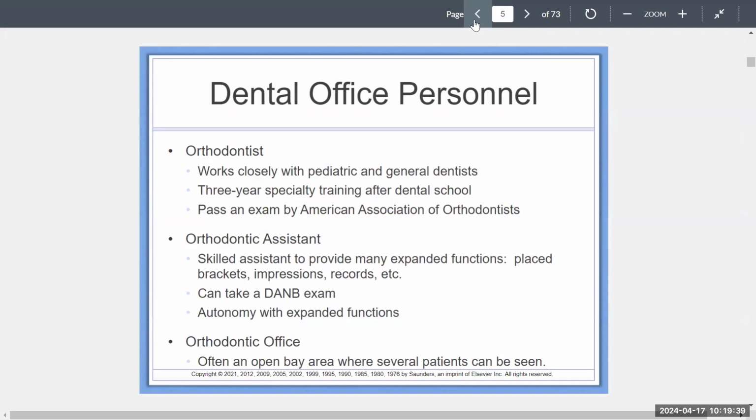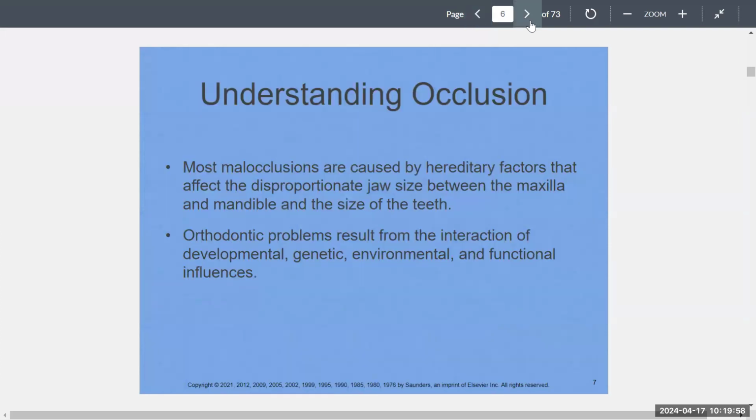So the orthodontic assistant has to be a skilled assistant that has many expanded functions, like placing brackets, doing impressions, taking records. And you also have to take a DANB exam. And then you also definitely have to consider autonomy with expanded functions. But the orthodontic office overall is an open bay concept.